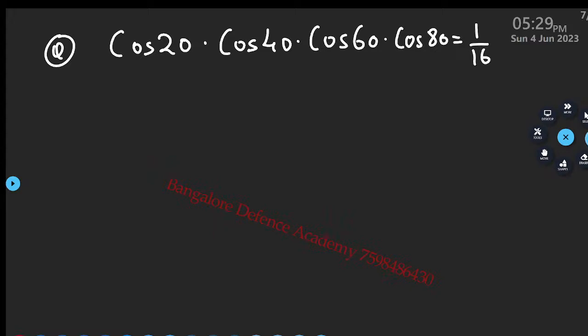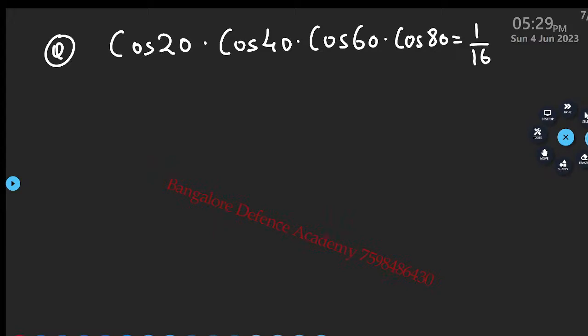Okay, so here this is all multiplication: cos 20 into cos 40 into cos 60 into cos 80. So I'll be solving it, but at the same time you're going to assist me in solving it. Okay, so tell me cos 20, cos 40, cos 60, cos 80. Cos कॉमन नहीं ले सकते, ये एंगल है.